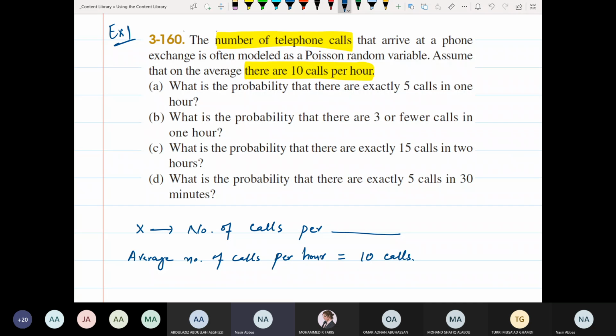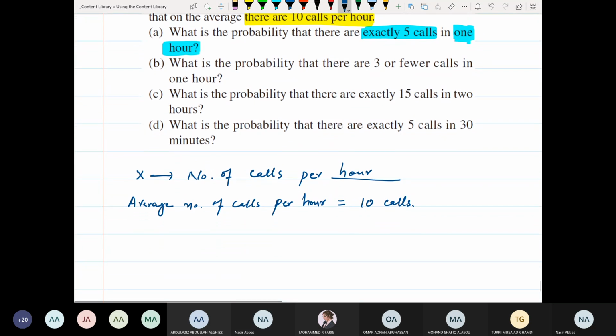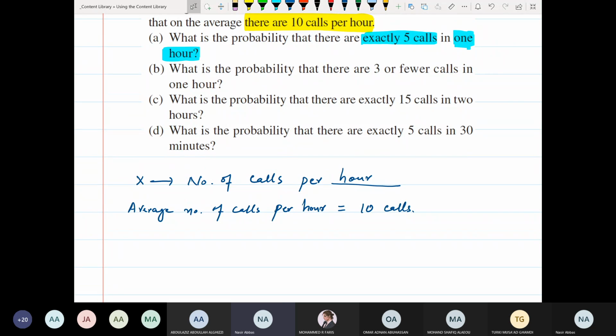Now I'll start with part A. Part A says, what is the probability that there are exactly 5 calls in 1 hour? So the question is interested in per hour, 1 hour. So let me define X per hour also. Because the question is interested in 1 hour, I will define my X to be number of calls per hour. And where am I interested? Exactly 5 calls in 1 hour. So in part A, I am interested in X equals 5 per hour.